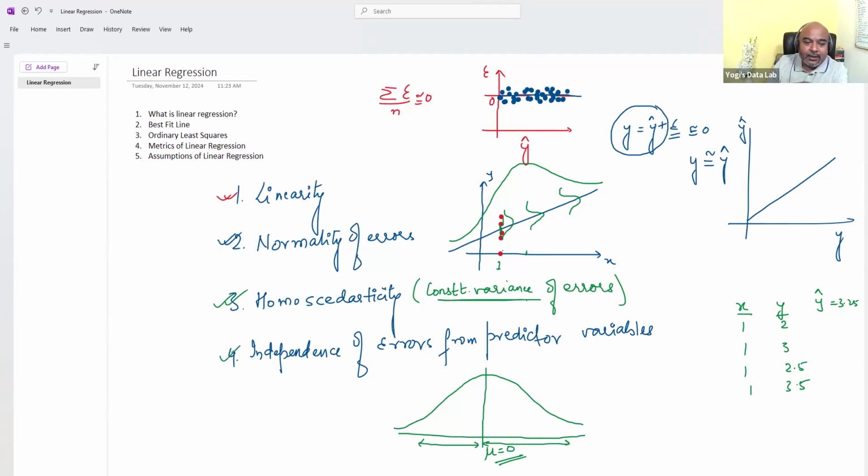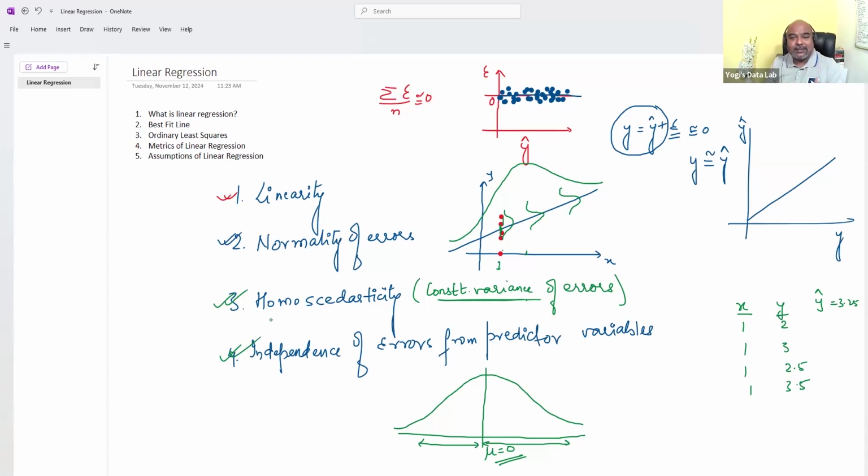And the fourth one is independence of errors from the predictor variables, which means your x variable should not contribute towards your errors. Means your x's or your predictor variables or your independent variables should not control your errors, which means if your x increases, the error reduces, or x increases, the error also increases. This should not happen. So this is what is independence of errors from predictor variables.